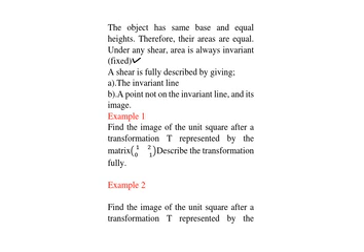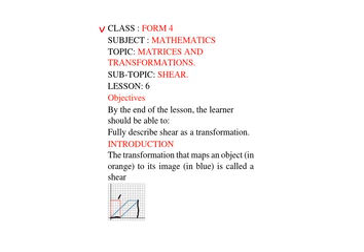A shear is fully described by giving the invariant line and a point not on the invariant line and its image. If you look at our example here, we can see that the line which is not changing is this line over here. So that is the invariant line, and then we can pick a point on the object, call it point A, which has changed its position to point A prime.